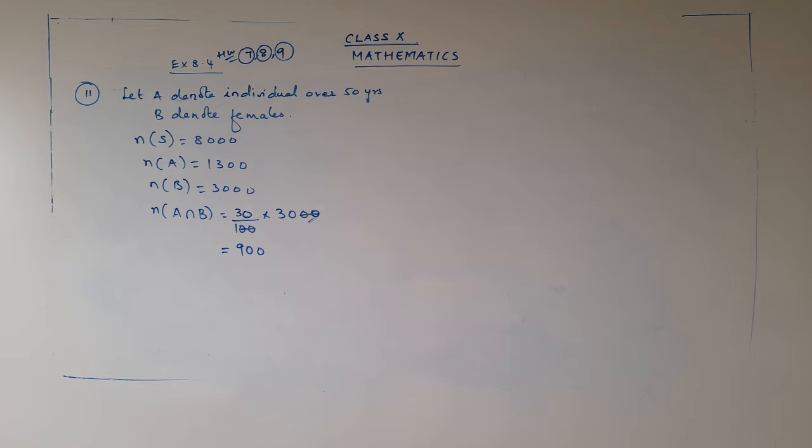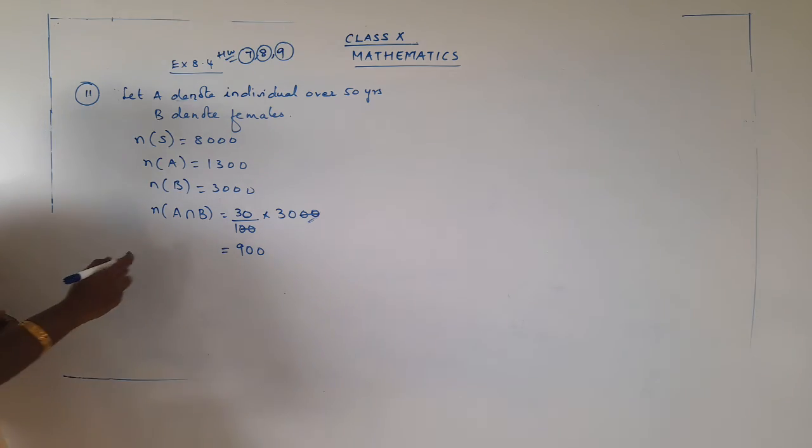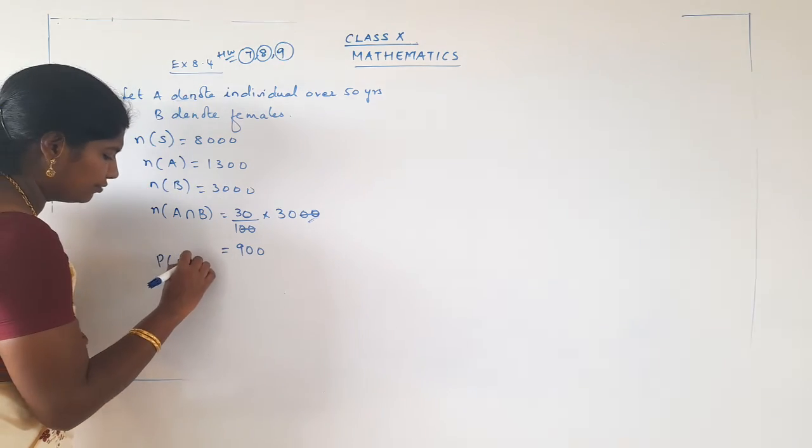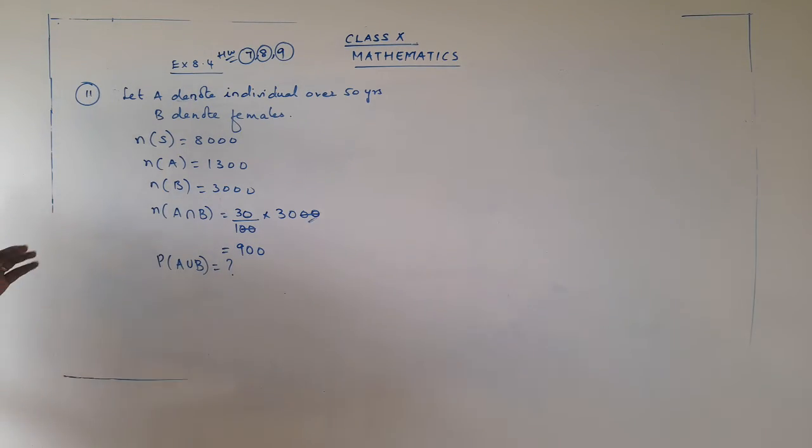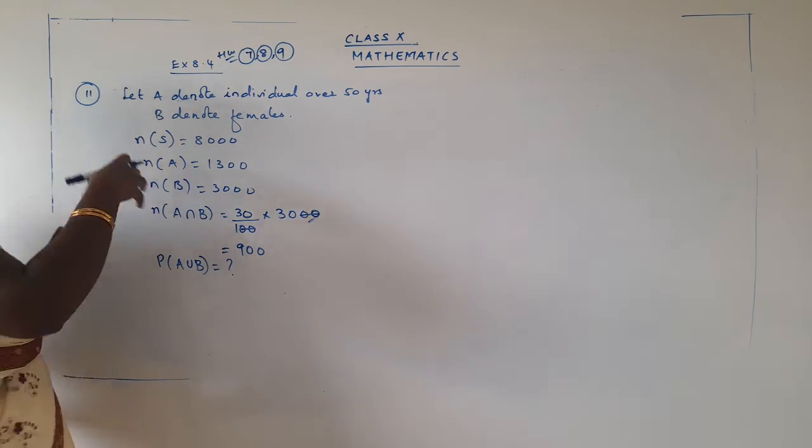Now you have to find out P of A, P of B and P of A intersection B. First, let's see what to find out here. An individual from the town is either a female or old. Or means it is union. So you have to find out P of A union B. So this is what we have to find out. Okay. So I'm going to find out all in terms of probability.